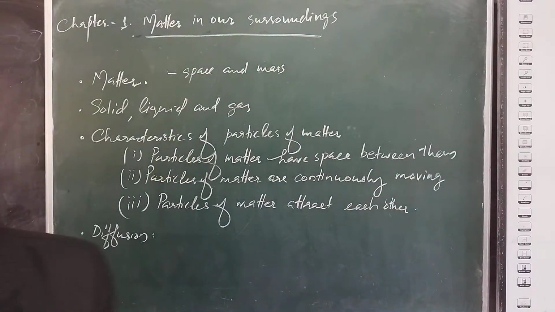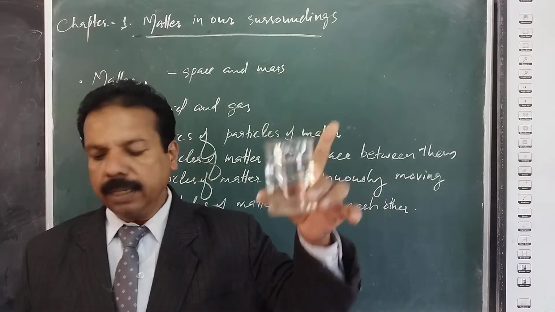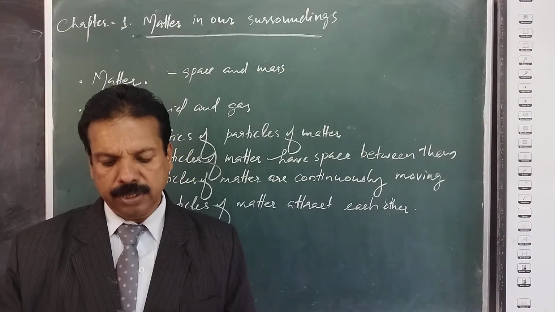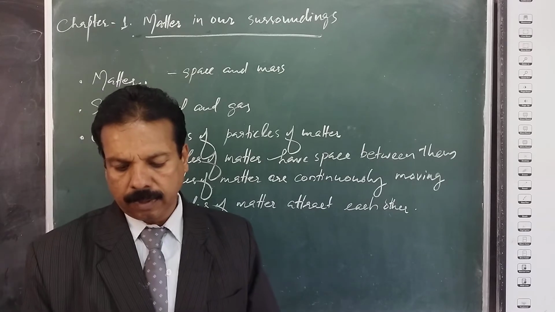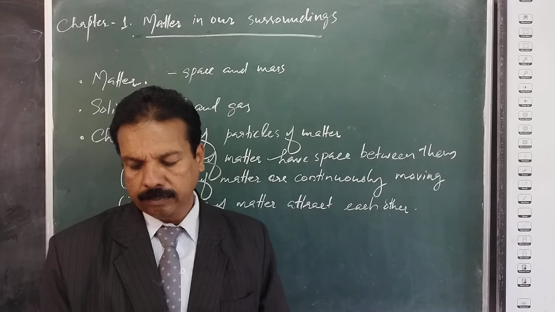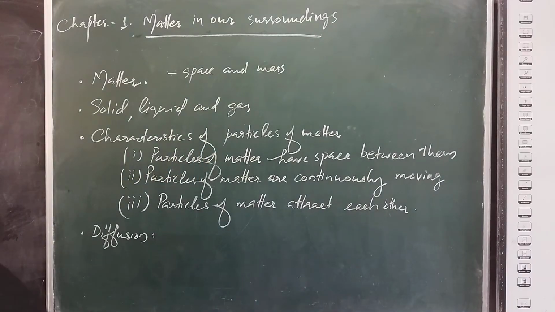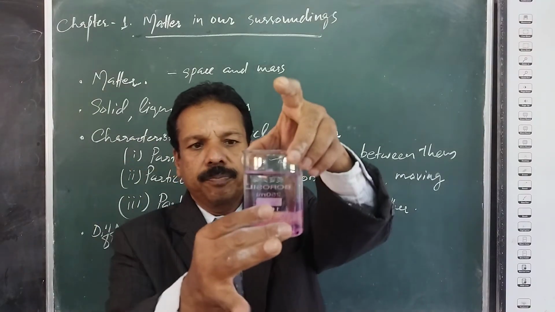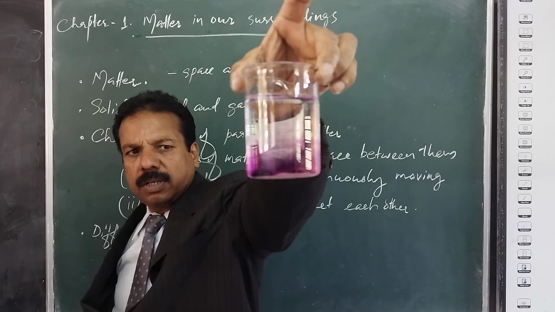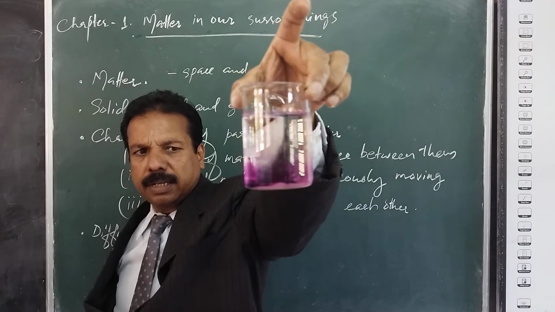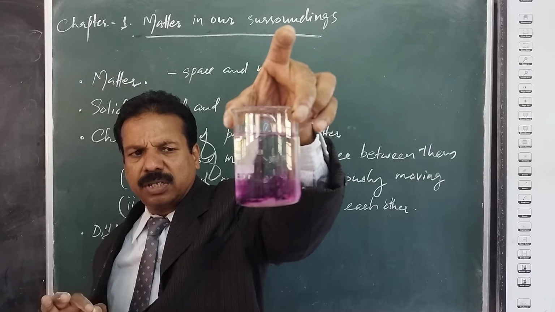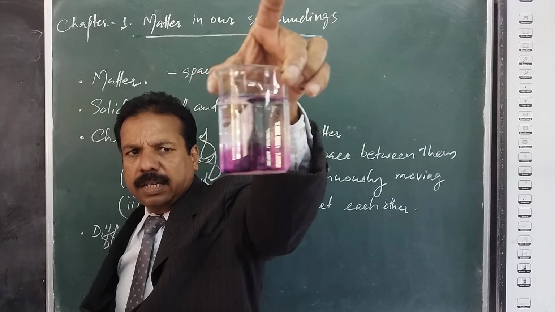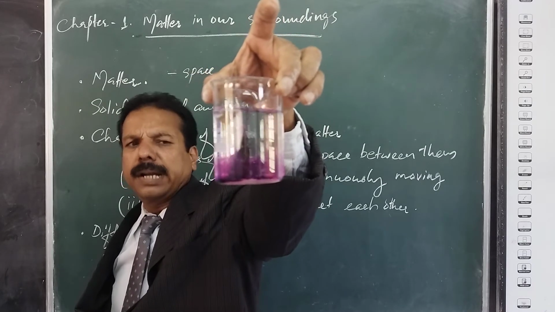What will happen? Take water in a beaker and take potassium permanganate crystals in it. I am going to put in small pieces. Slowly you can see the color spreading. I was putting only a little bit, 2-3 crystals of potassium permanganate, but the color is spreading throughout the container.